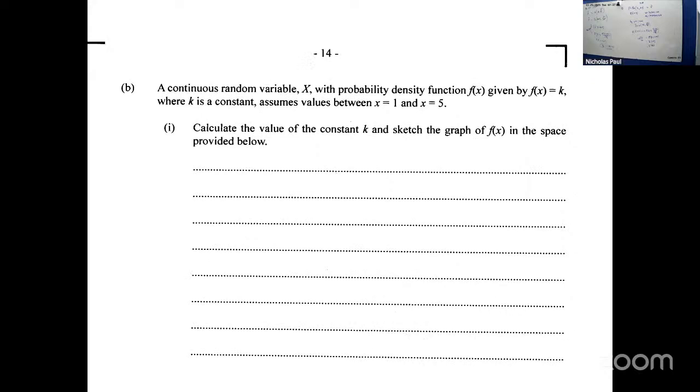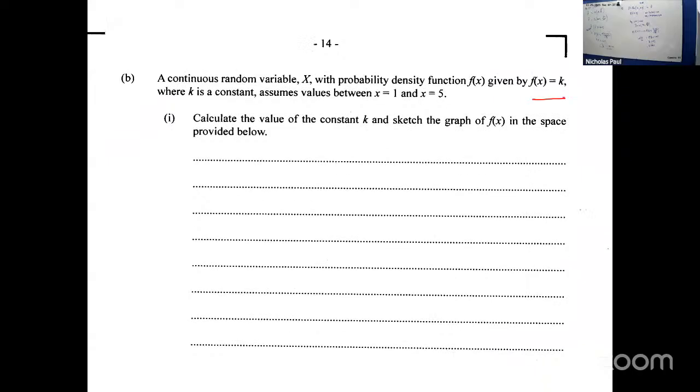Right? Should be done. They gave you a PDF, f of x equals k between 1 and 5. Calculate the value of k and sketch the graph of f of x in the same space. So I'm already fighting up with that, right? That's equal to 4 multiplied by k.